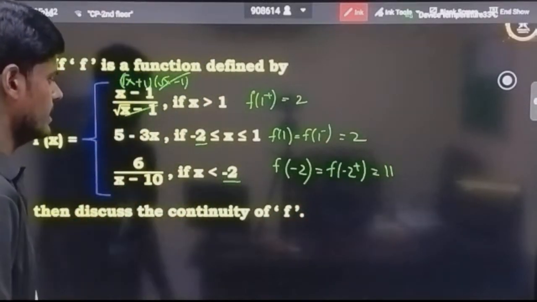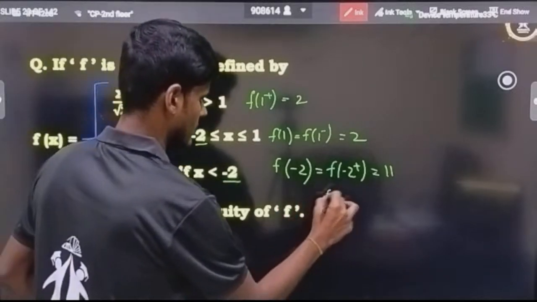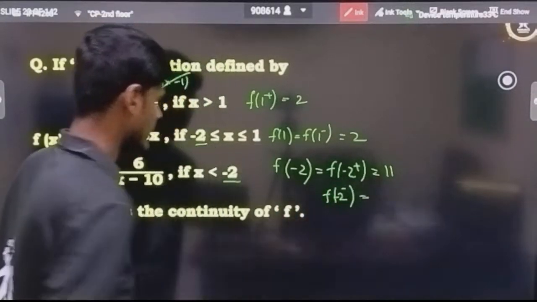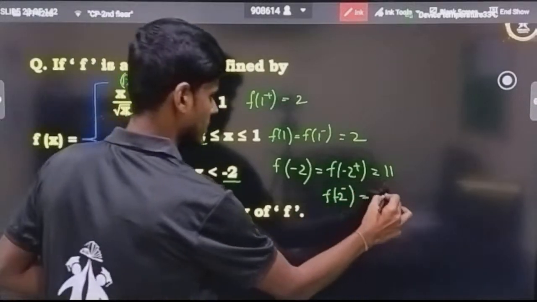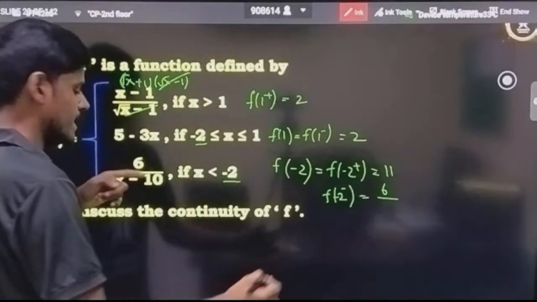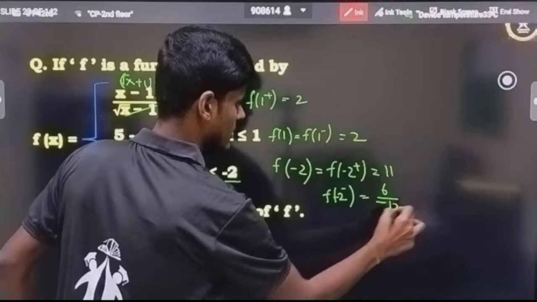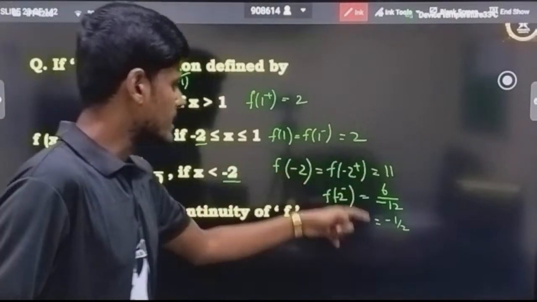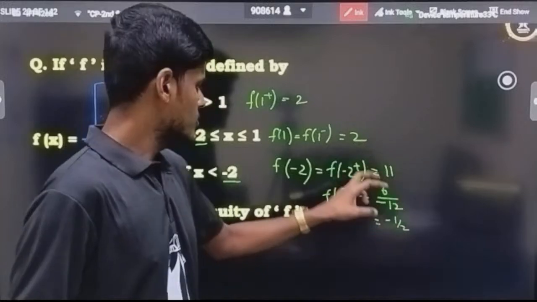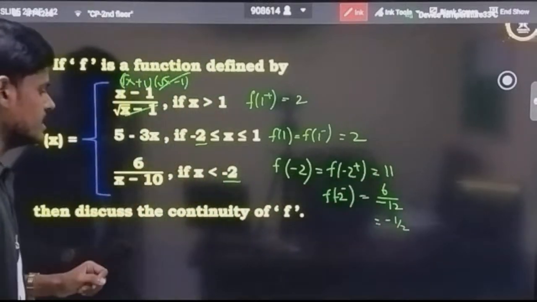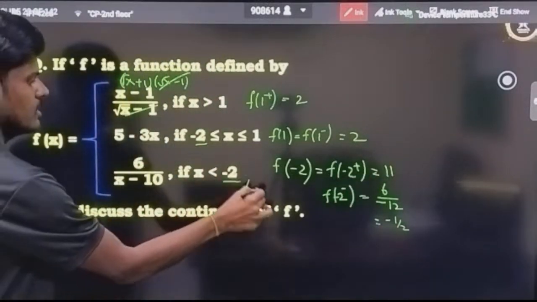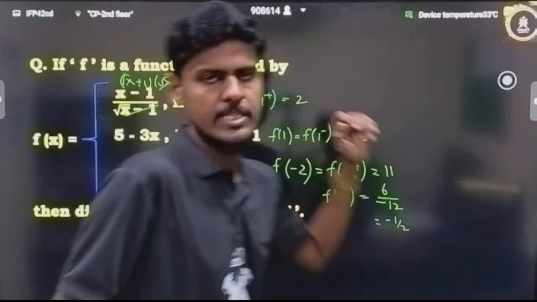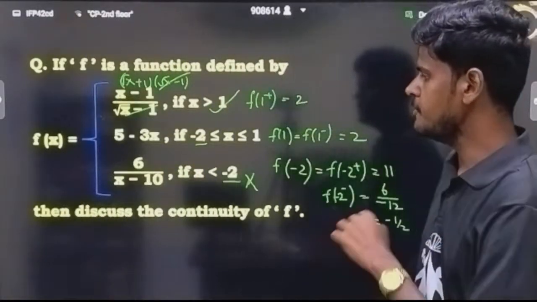Now what about the left hand limit? f of minus 2 minus, that will be equal to 6 by minus 2 minus 10, that will be minus 12, so this is minus half. Which means left hand limit and right hand limit are not equal. So at minus 2 this function is discontinuous. At 1 this is a continuous function. That is how we have to check the continuity of the functions.